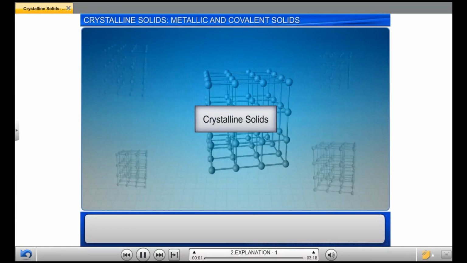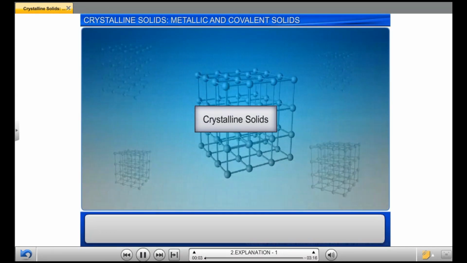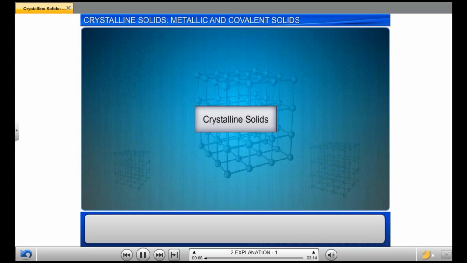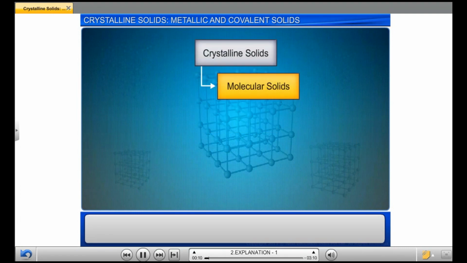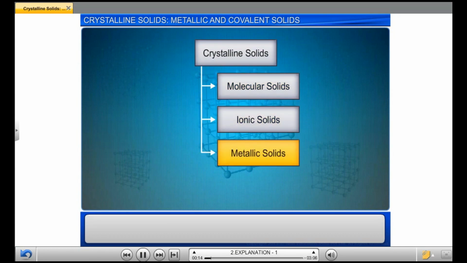You know that on the basis of the type of force that holds the constituent particles together, crystalline solids are broadly classified into molecular solids, ionic solids, metallic solids, and covalent or network solids. Let us begin our discussion with metallic solids.